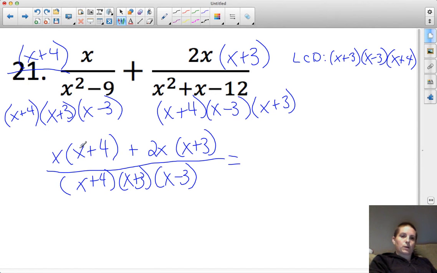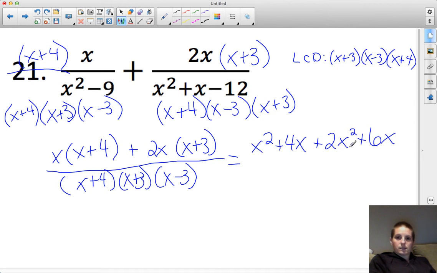So now we need to multiply. X times x plus 4 is going to give us x squared plus 4x. And 2x times the quantity x plus 3. So plus 2x squared plus 6x. All over that lovely denominator that I'm not going to write again because my computer is being slow.